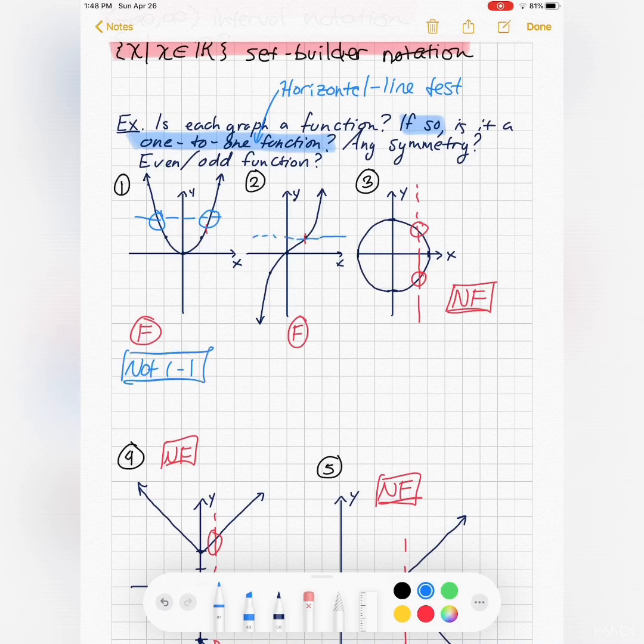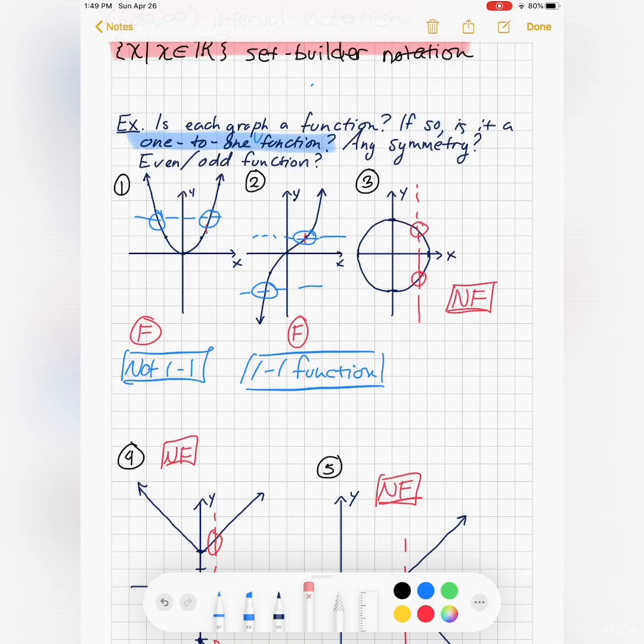Something like number 2 though, any horizontal line I choose crosses only once. So this is a one-to-one function as well. And I don't classify the others because I'm only classifying functions as one-to-one or not. Okay, so then what else is there?